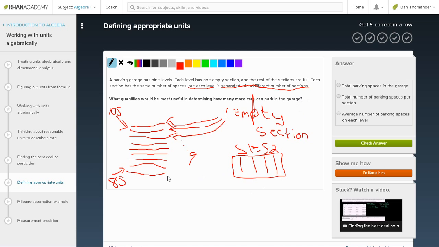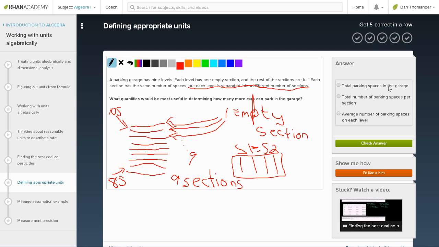Well, I do know that I have one section per level that's available, right? So I have 9 total sections, right? So what's the number that I need to know how many cars that would be? All I really need to know, the rest of this information is not all that useful. I don't need to know how many sections are in each level because they're full, and it's only asking how many more cars can fit. Since these are the empty sections, I would take the number of cars that can fit in a section, and then multiply it by 9, and I'd get the total.